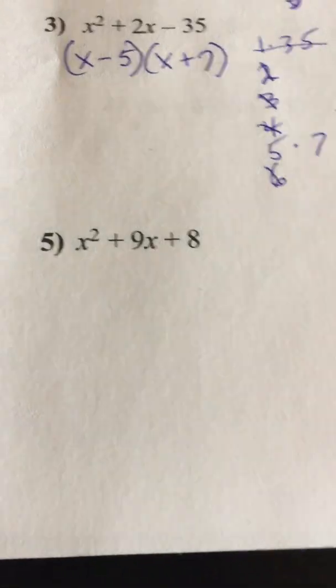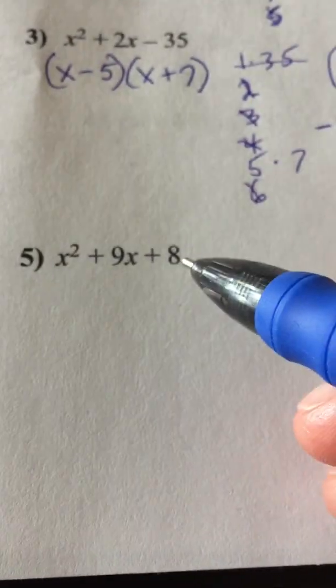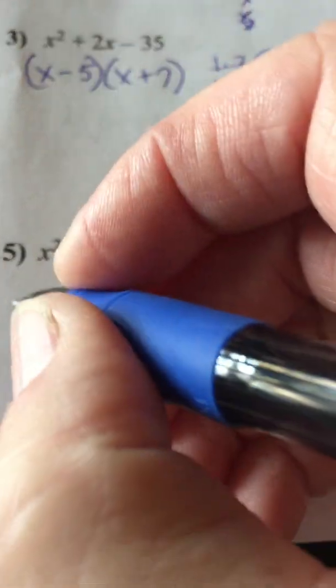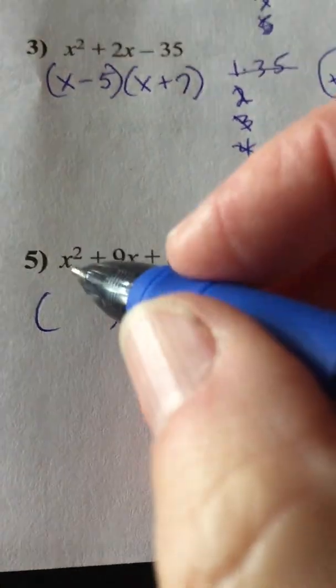All right, number 5. Again, stop your video and go do some on your own, then check. Are there x's in all three pieces? Nope. Is this one starting with a 1? Yes, so there is no GCF. But I always check that first, because if there is a GCF, you want to find it first.